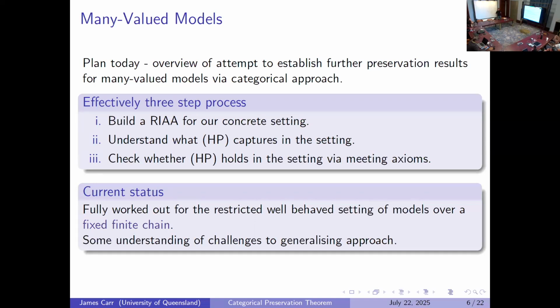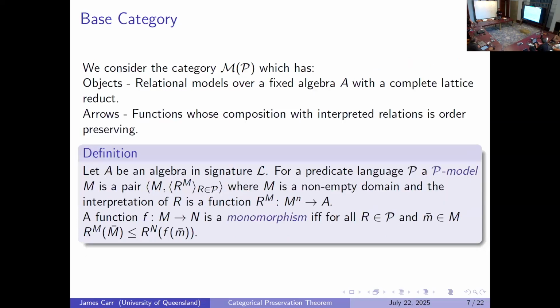What will hopefully become clear is that the current status is that this works in a relatively well-restricted, well-behaved setting, which is models defined over a fixed finite chain. I'm going to introduce these models explicitly in just a second. Which is nice. It's a minimal version of this work that at least indicates this approach has meaning in the non-classical setting. And I have some understanding of the challenges that will come in generalizing the approach, which I'll talk about a little later. So that's the current status.